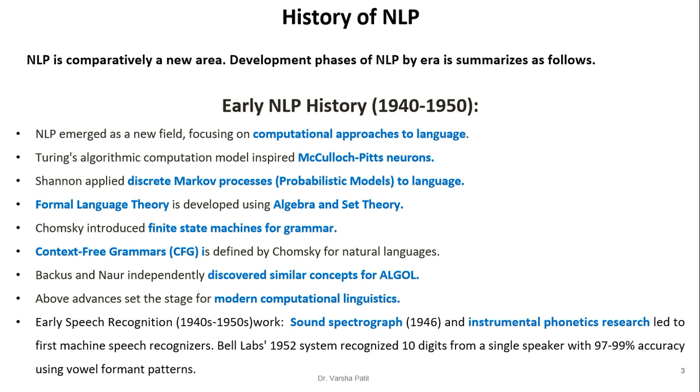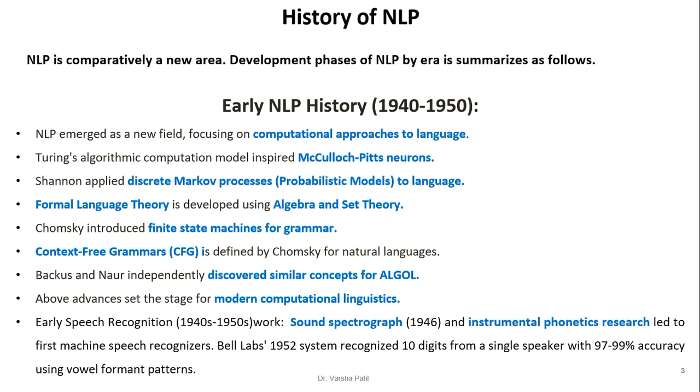Turing's algorithm computation model inspired the McCulloch-Pitts neuron. Shannon applied the discrete Markov process, that is a probabilistic model, to language. Formal language theory was developed using algebra and set theory. Chomsky introduced the finite state machine for grammar, and the context-free grammar was also defined by Chomsky for natural languages, which is useful for parsing. Backus and Naur independently discovered a similar concept for ALGOL. The above advances set the stage for modern computational linguistics.